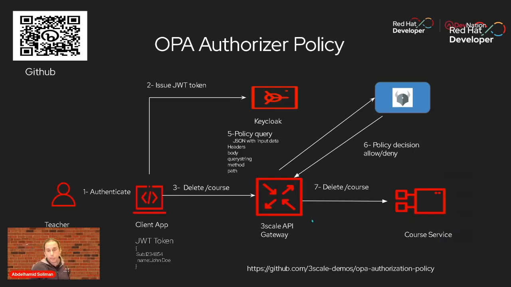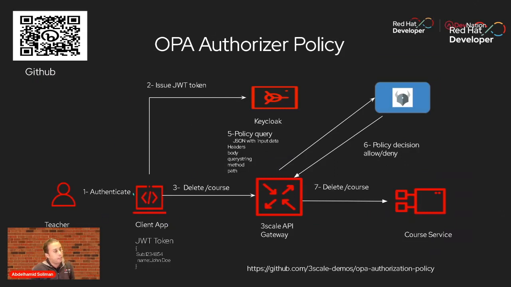So in order to integrate 3scale API gateway with OPA, we need a policy. This policy also exists in this GitHub repo. So here is the flow of OPA. It's similar to the Keycloak flow.